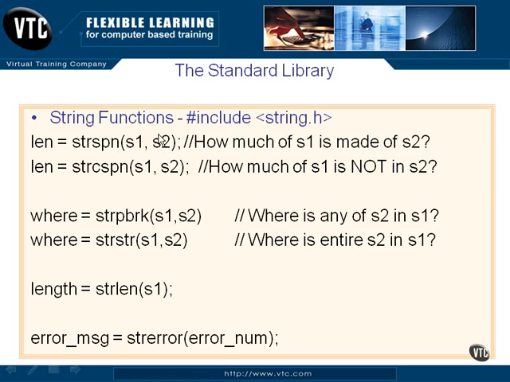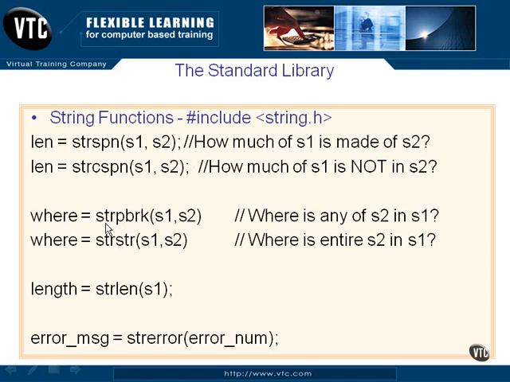The characters are not in any particular order. If we had an H in S2, we would return 1, because the prefix here that's made up of H's is just one character. We're looking for these repeating characters in the front end of S1 in strspn. strcspn is looking for how much of S1 is not in S2. We want to know how far we get down S1 before we hit one of the characters in S2. So how much of it is not in S2?